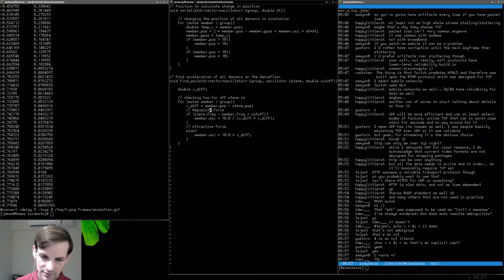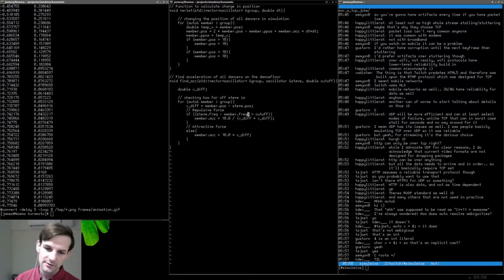Okay, so there's our attractive force. There's our repulsive force. Repulsive. Okay. Good. So let's move from there. Steve.frequency minus member.frequency. Here's the cutoff. I'm gonna put an extra set of parentheses around here just to be explicit about it. It'll be fine. I mean, obviously there's no problem, but I like having an extra set of parentheses.